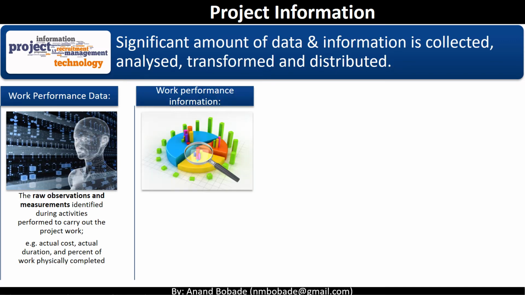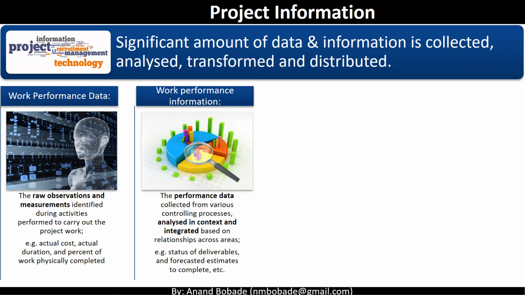Work performance information. The performance data collected from various controlling processes, analyzed in a context, and integrated based on relationship across the different knowledge areas. Data in itself will not have a meaning. If I report 10 activities are completed, it doesn't mean anything. But if I report out of 100, 10 activities are completed, then it is meaningful. Work performance information examples are status of deliverables and the forecasted estimate to complete.